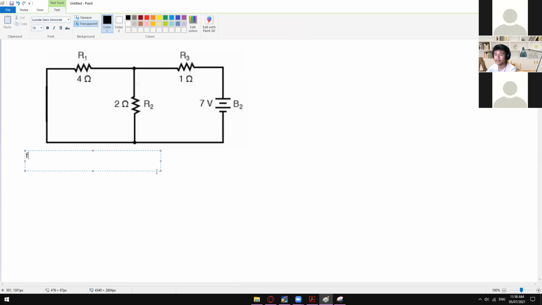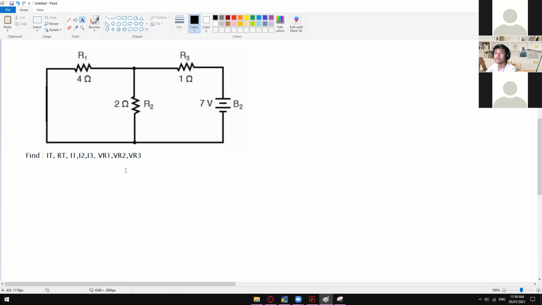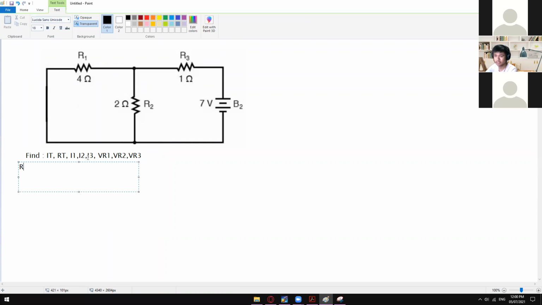So we have to find the I total. V total is already given. So I1, I2, I3, VR1, VR2, and then VR3. Again, we need to find the I total or the R total. In here, the easiest way for us to find the I total is to find the R total first.